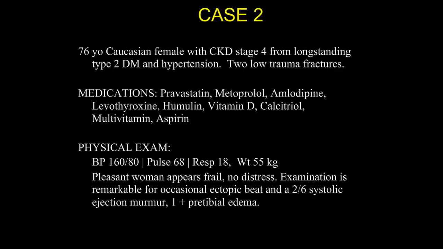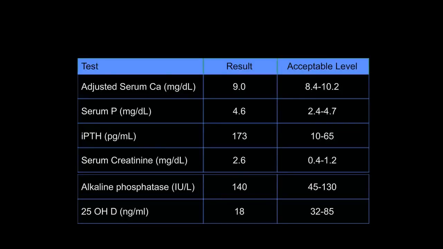The second case is a 76-year-old Caucasian female with CKD stage 4 from diabetes and hypertension. She's had a couple low trauma fractures. Shown here are her medications. She's also on vitamin D as well as calcitriol, which is an active vitamin D. Her blood pressure is relatively normal. She's a frail woman, but not too remarkable in terms of the physical exam.